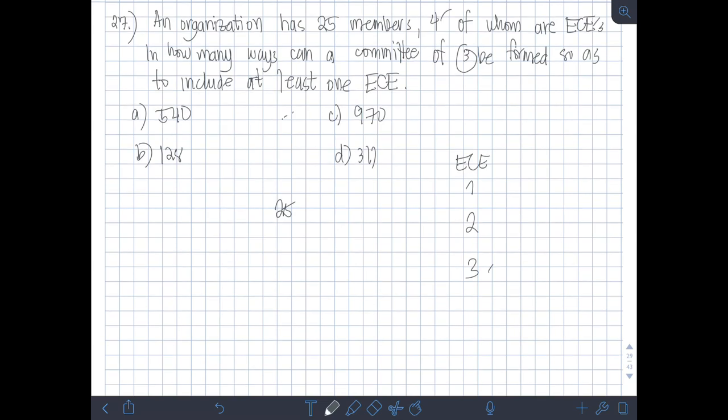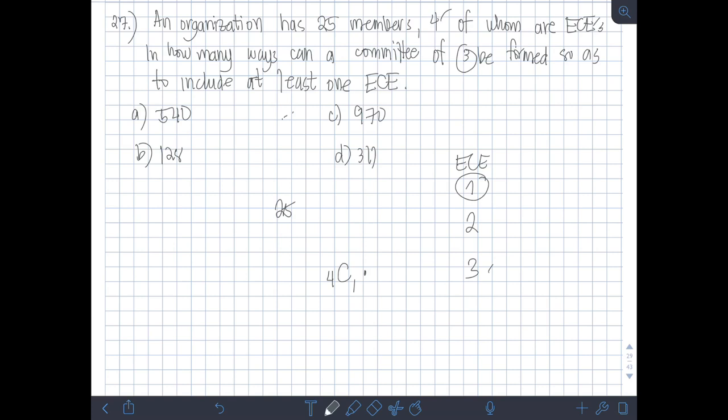Okay, so 3 cases tayo. Muna tayo sa first case kung saan isa lang yung ECE. So, yung number of ways na pipili tayo ng isang ECE doon sa 4 ay 4C1, right? Times, yung remaining 2 ay kukunin na natin doon sa kabuuan nung 25 members na hindi ECE, which is 25 minus 4 is 21. Yun yung mga hindi ECE.